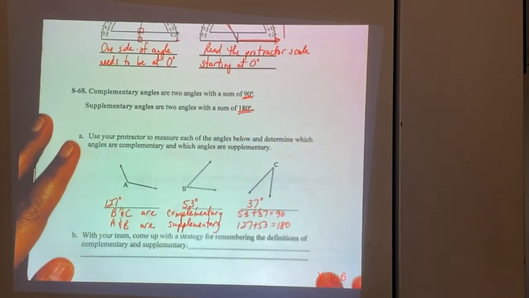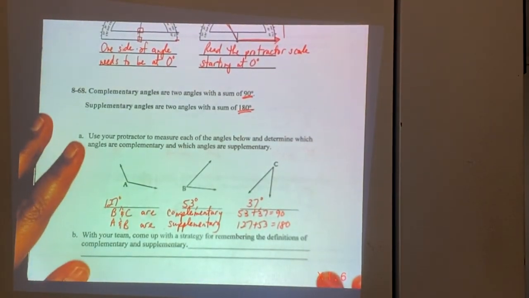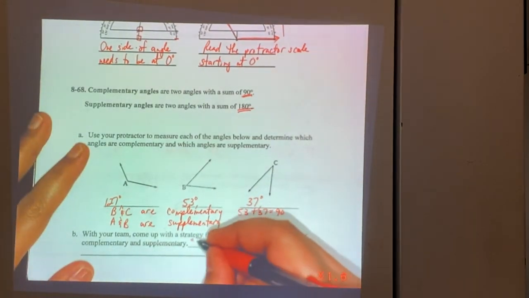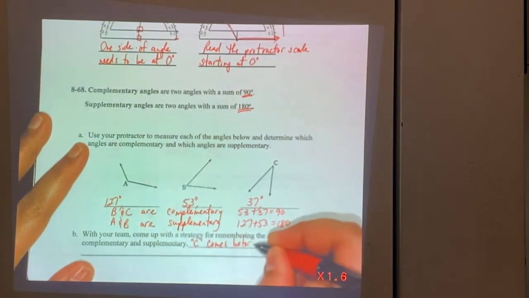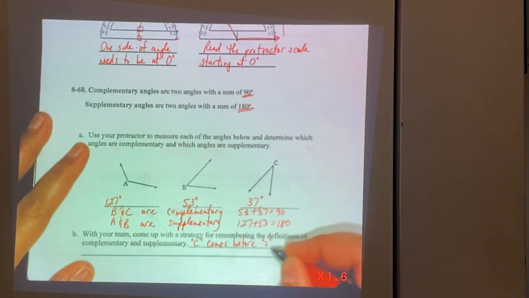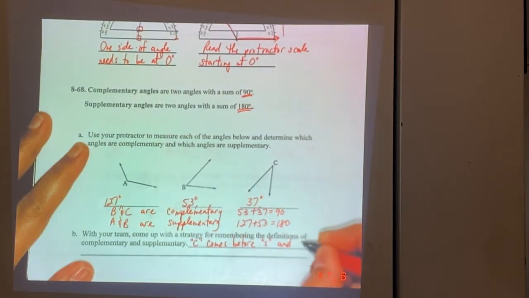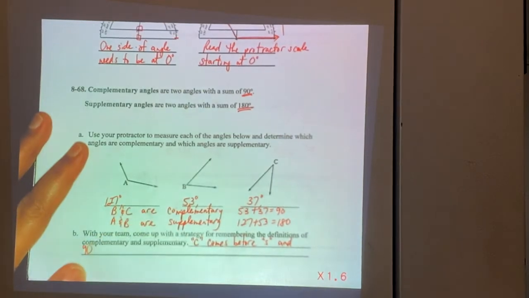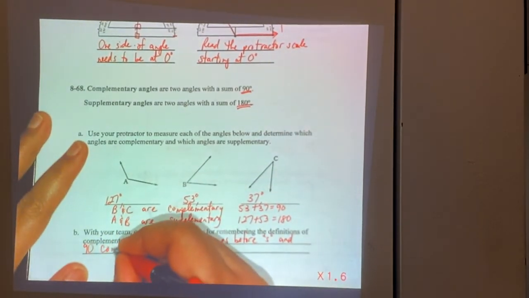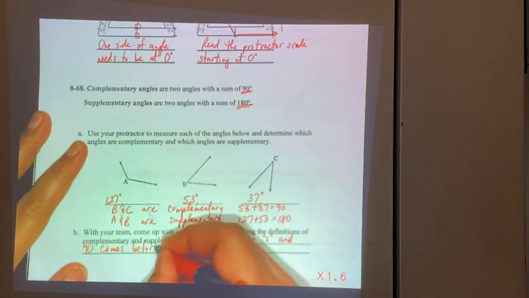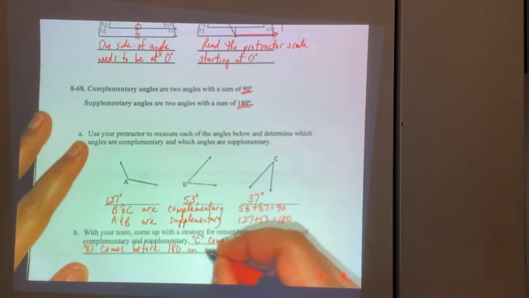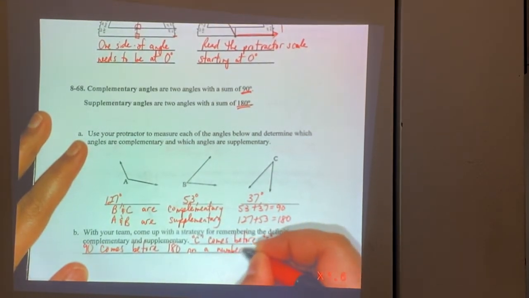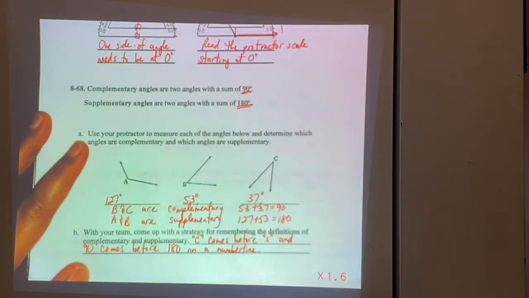It says, with your team, come up with a strategy for remembering the definitions of complementary and supplementary. Okay. C comes before S, and 90 comes before 180 on a number line. So C goes with the smaller number, S goes with the larger number.